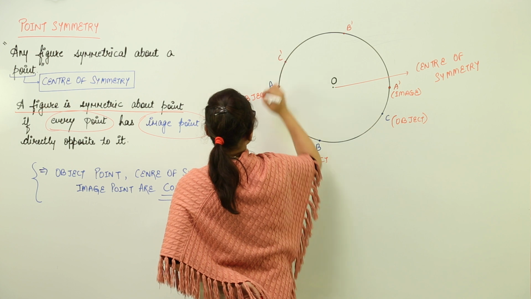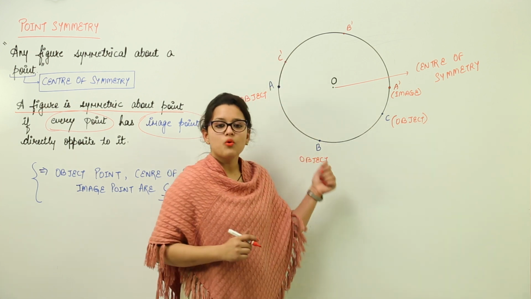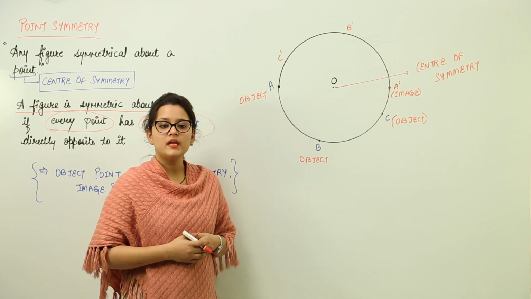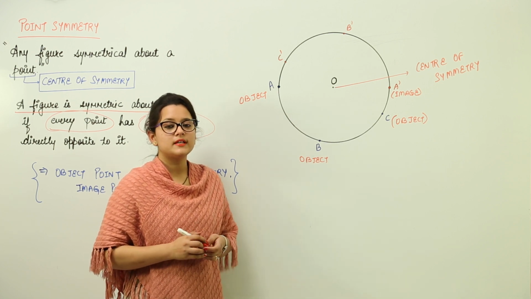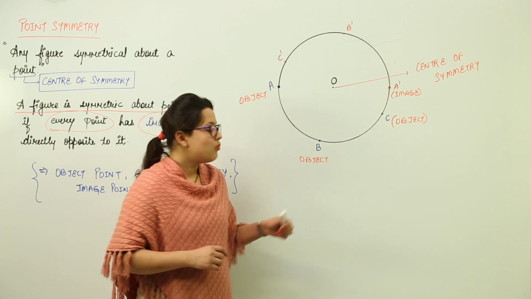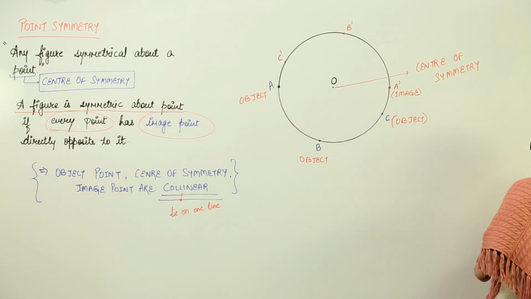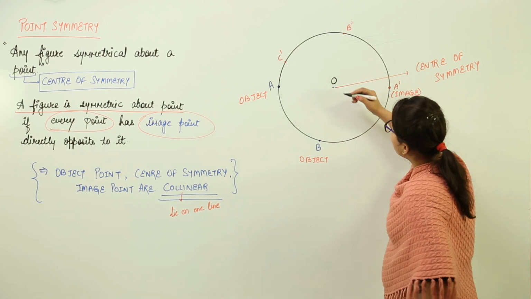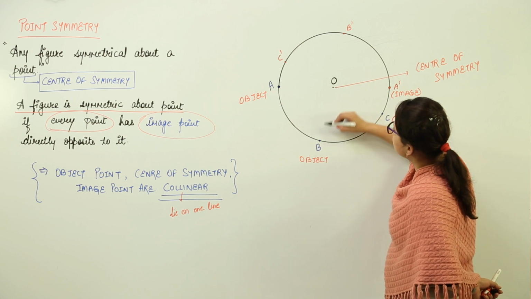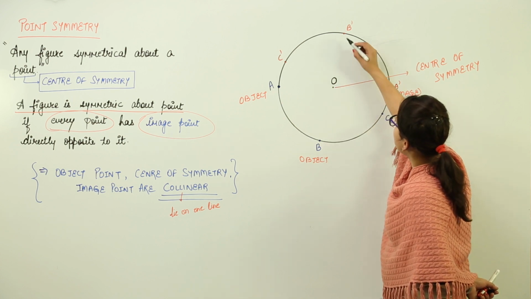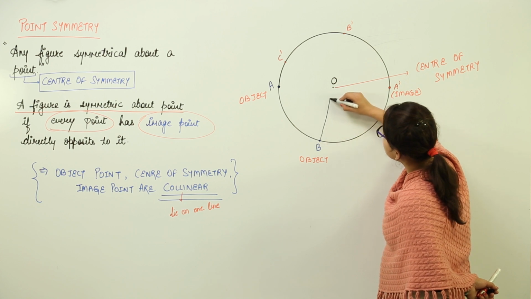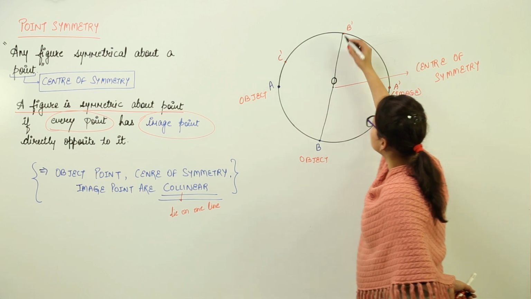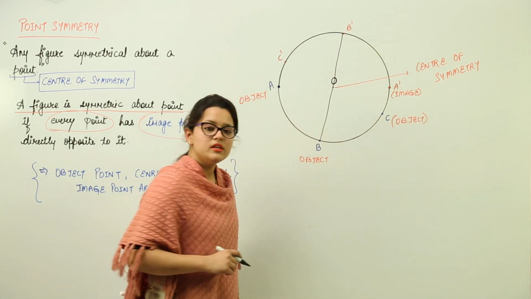Now if I ask you to check whether the object point, center of symmetry and image point are lying on the same line or not, that is, if they are collinear or not, what can you do over here? You can make a line and check if they all lie on the same line. If you want, you can check the object point B, center of symmetry O and B dash. If you join them with a straight line, you would find that all the three points are lying on the same line, that means they are collinear to each other.